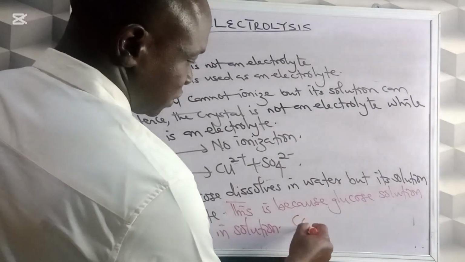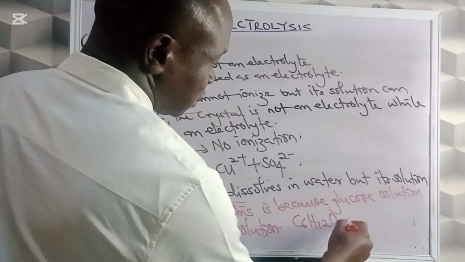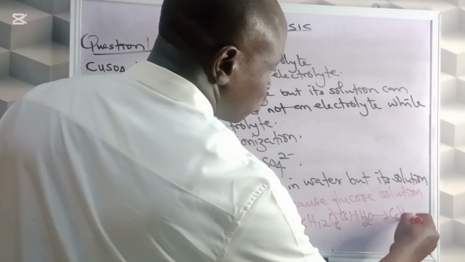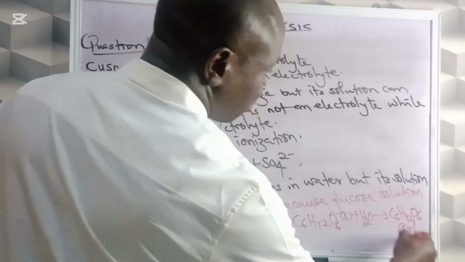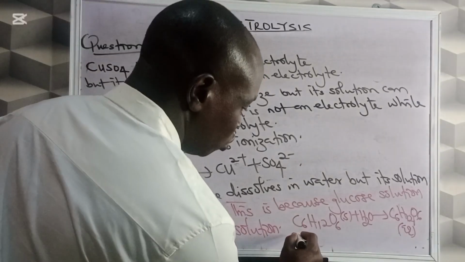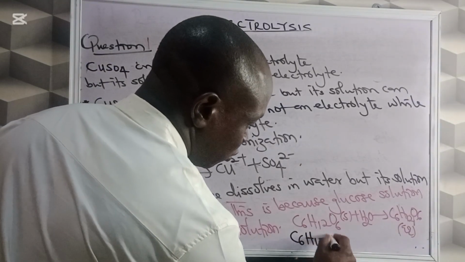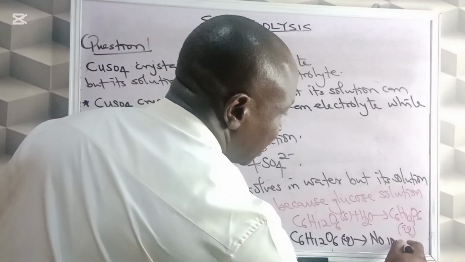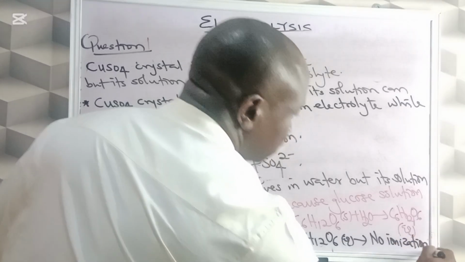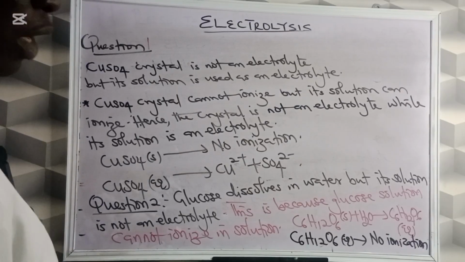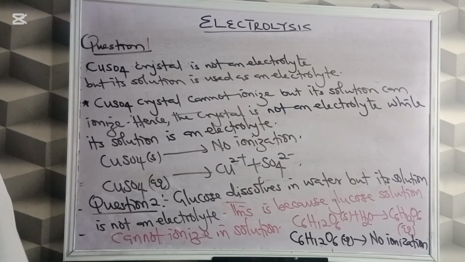If you add water to glucose, C6H12O6 solid, it will dissolve. C6H12O6 aqueous has passed the first test. Anything that can be used as an electrolyte must be able to dissolve in water. Two, the solution C6H12O6 aqueous cannot ionize. No ionization. Hence, glucose solution is not used as an electrolyte because the solution cannot ionize.